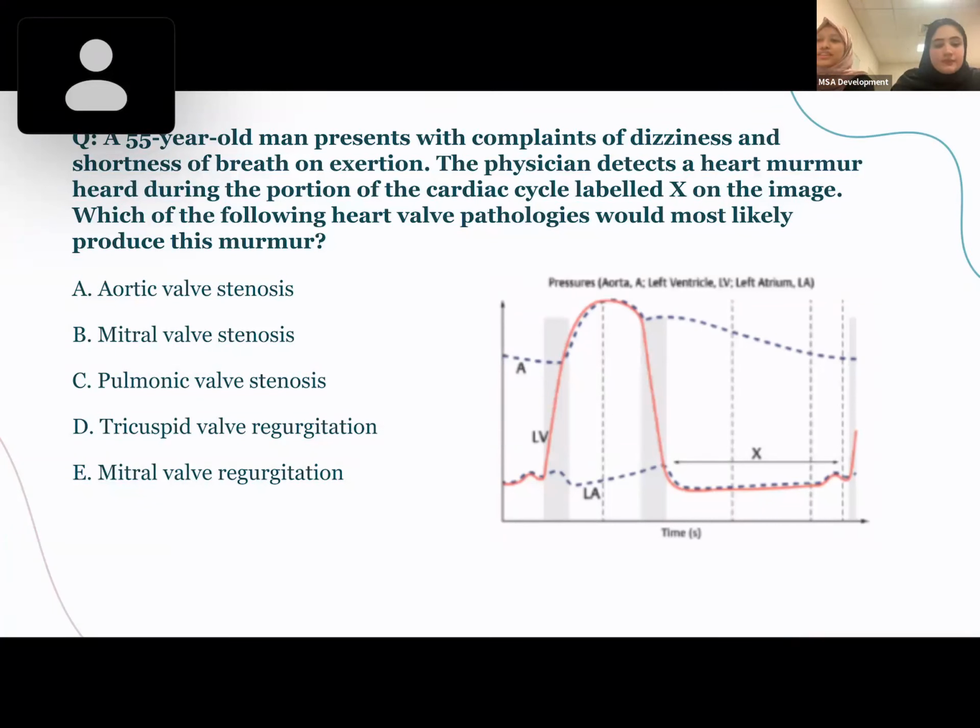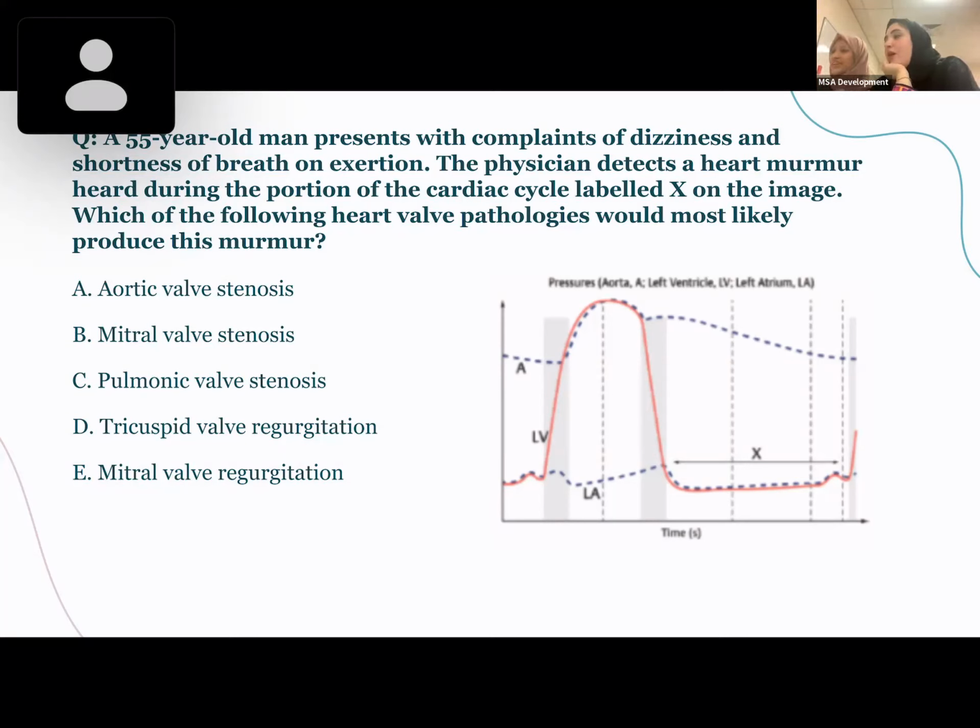A 55-year-old man presents with complaints of dizziness and shortness of breath on exertion. The physician detects a heart murmur heard during the portion of the cardiac cycle labeled X. You guys can see there. Which of the following heart valve pathologies would most likely produce this murmur? Okay, B.